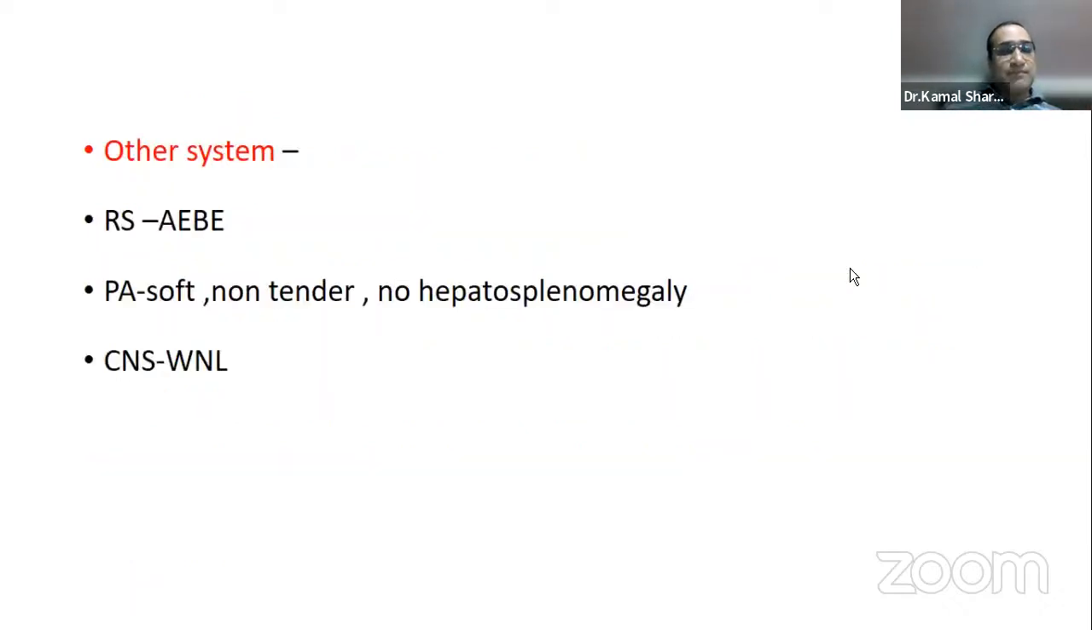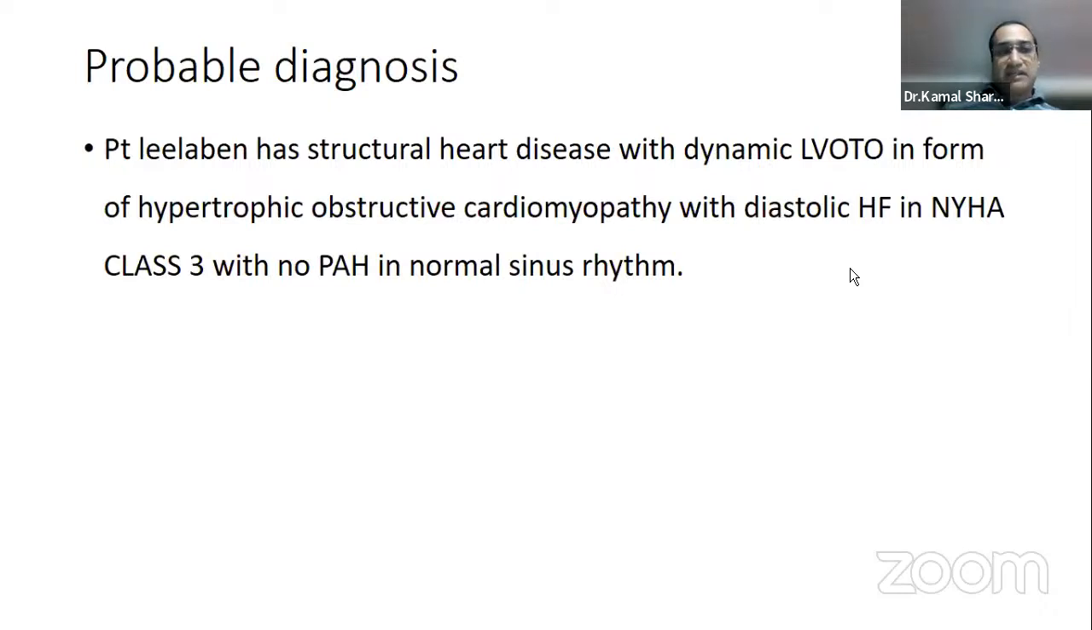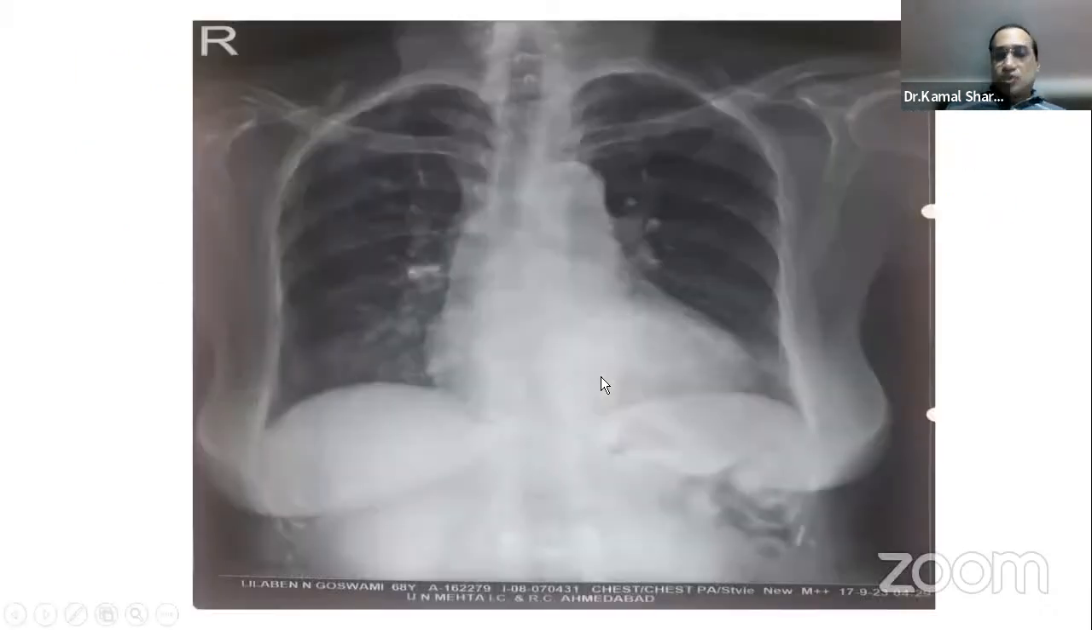You have to finish the exam with other systems. Remember, you are not looking at just the cardiovascular system. Complete examination should talk about other systems, respiratory, abdominal, and CNS being normal. So then you arrive at the diagnosis. Leela, and what does she have? She has structural heart disease with dynamic LVOT obstruction in the form of hypertrophic obstructive cardiomyopathy with diastolic heart failure in NYHA class 3, which you derive, of course, from the dyspnea class, without signs of PH and currently in normal sinus rhythm. So then you will be asked to justify why this is.